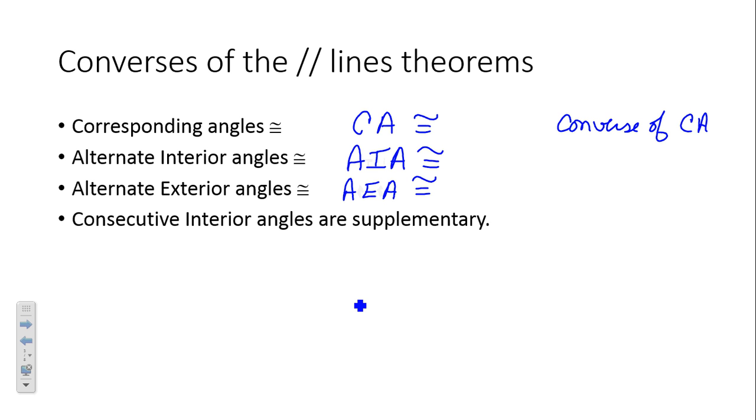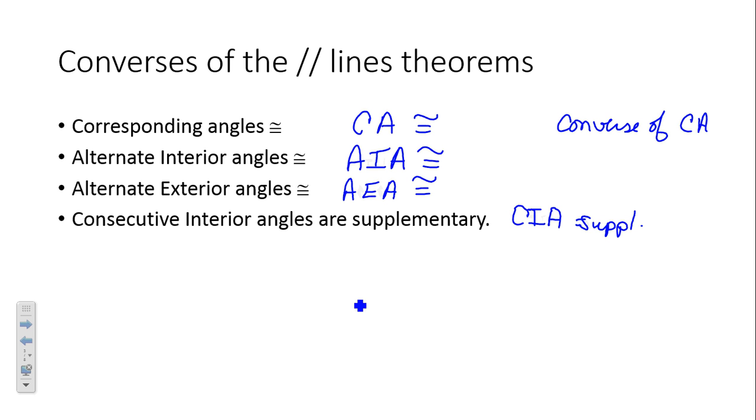Okay? Consecutive interior angles, supplementary. Okay? That said, if you have two parallel lines cut by a transversal, consecutive interior angles are supplementary. The converse is going to say if you have two lines cut by a transversal and the consecutive interior angles are supplementary, then those lines have got to be parallel. And so our reason for this one we'll abbreviate as CIA. Or the converse of CIA. Okay? We're going to talk about those today.